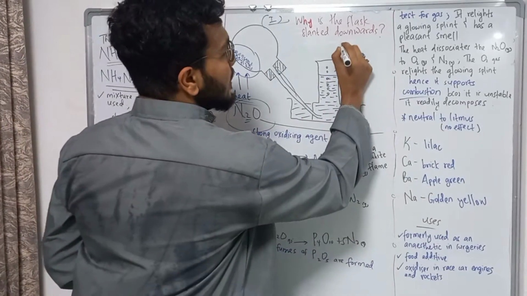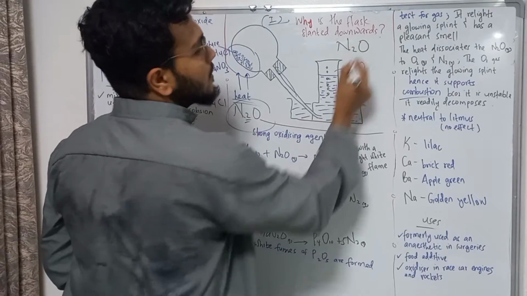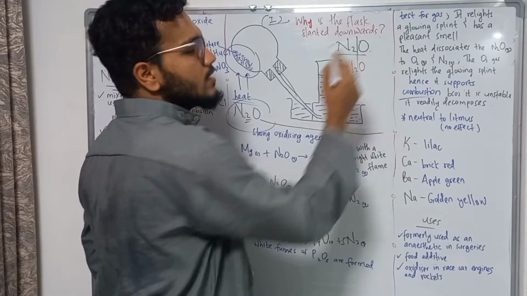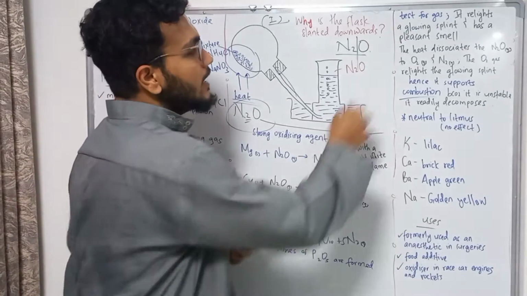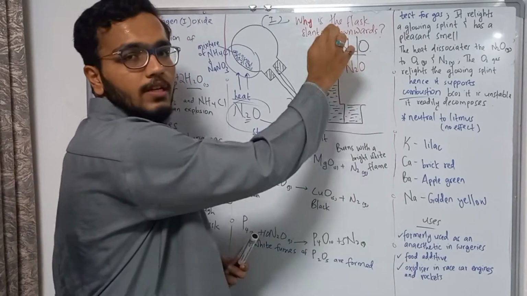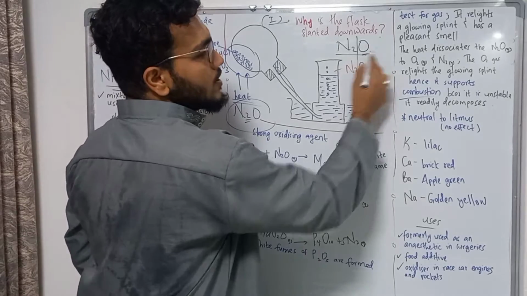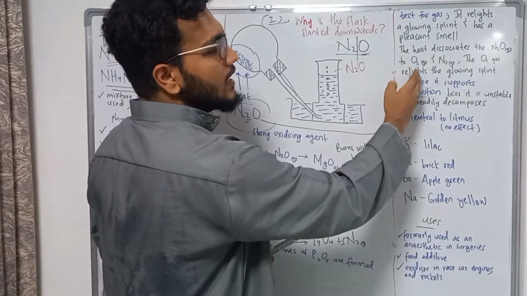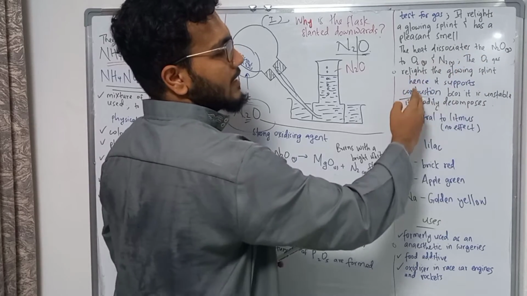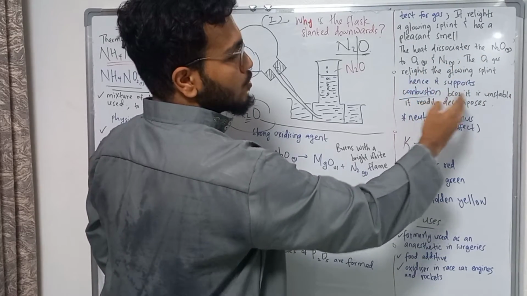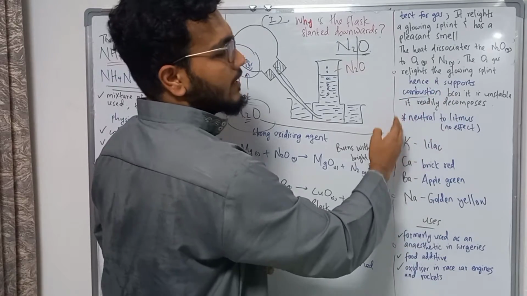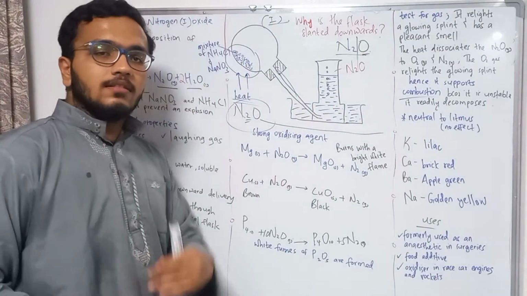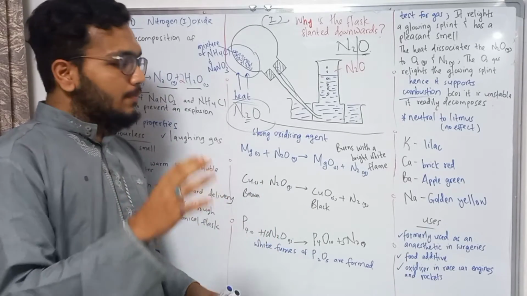The N2O, nitrogen 1 oxide, is an unstable compound. So this compound can be broken down to give nitrogen and oxygen, right? So the oxygen here, when the compound is thermally broken down, does support combustion. So the heat dissociates the nitrogen 1 oxide to oxygen and nitrogen. The oxygen gas relights the glowing splint, hence it supports combustion because it is unstable and it readily decomposes. It is neutral to litmus, it has no effect. Red litmus paper remains red, blue litmus paper remains blue.